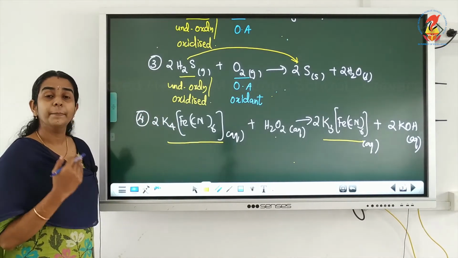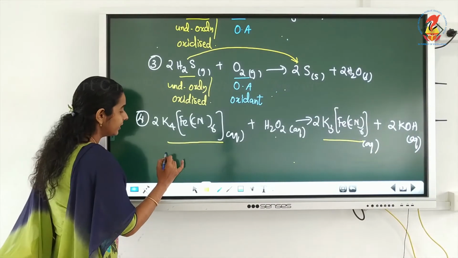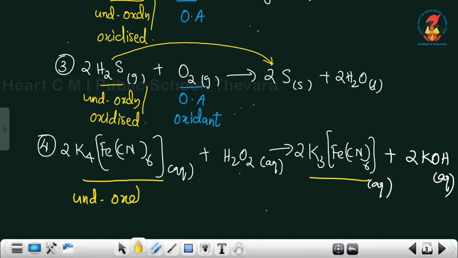K4Fe(CN)6 is formed by removing an electropositive metal. So this is undergoing oxidation, or we can say that it is getting oxidized. And who is oxidizing this K4Fe(CN)6? Yes, H2O2. How does it oxidize K4Fe(CN)6?